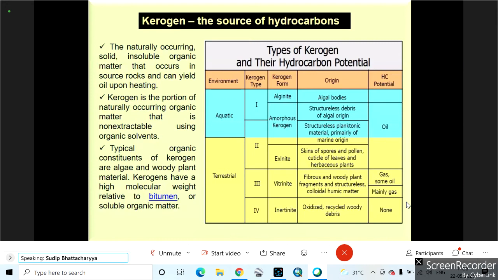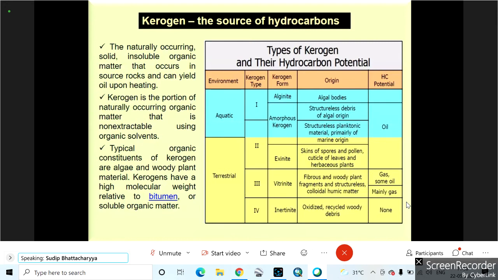If the kerogen is derived from the aquatic source, most probably that will give you oil, and if it is from terrestrial, it will give you gas or some oil. And with this, the main thing is your coal and lignite. So what is a kerogen?